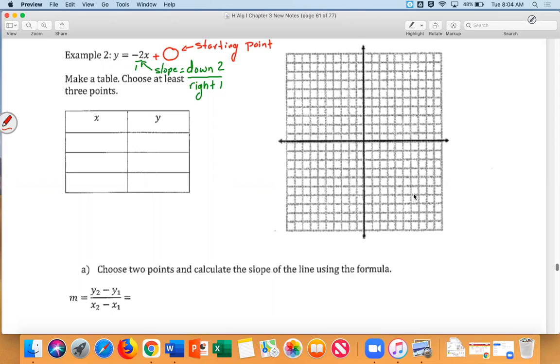So this will tell me that I'm going to start at 0, and then I'm going to go down 2, and to the right 1. Down 2, to the right 1. Down 2, to the right 1. Okay? So I'm going to kind of draw my line, connecting my dots.